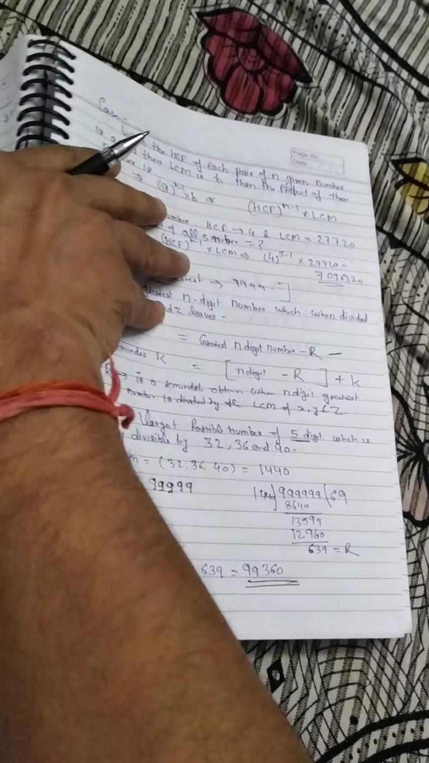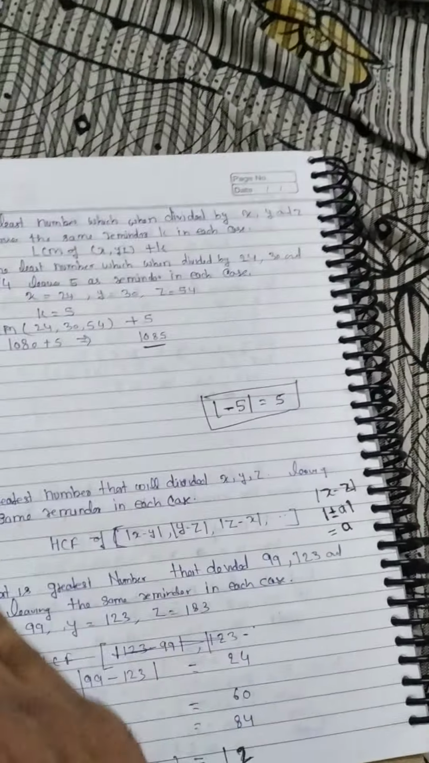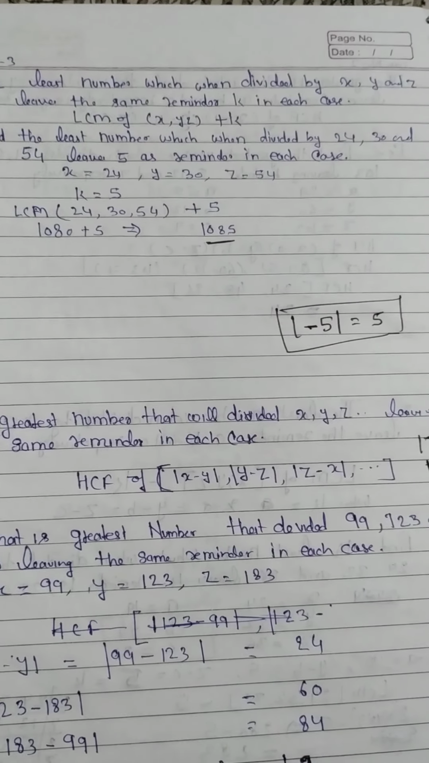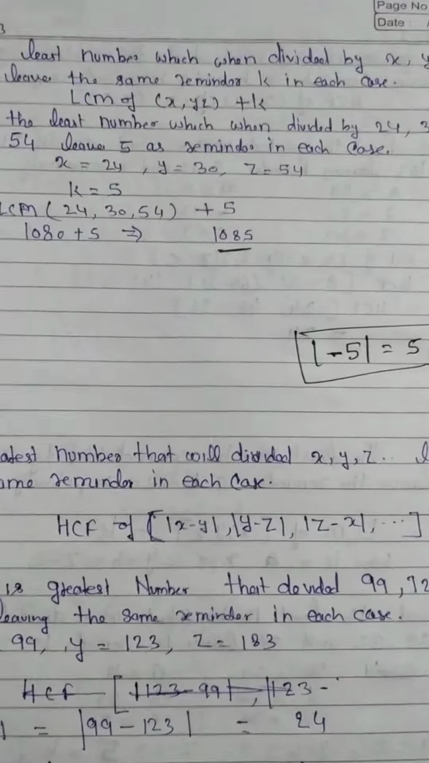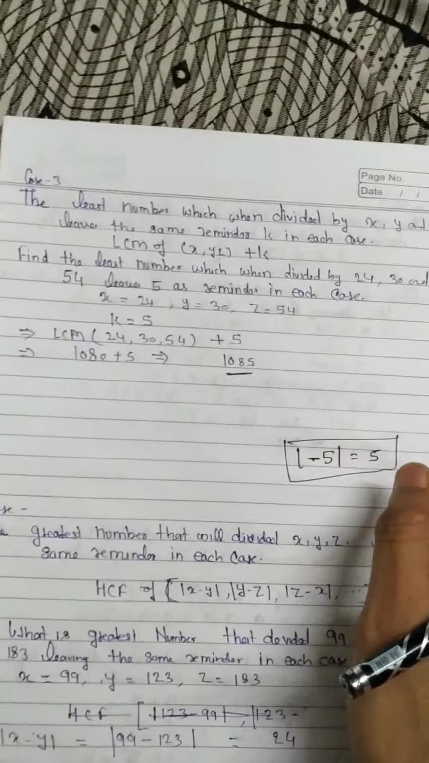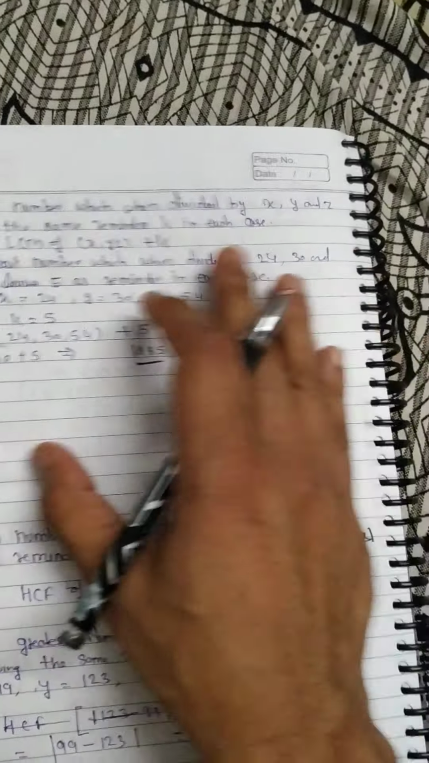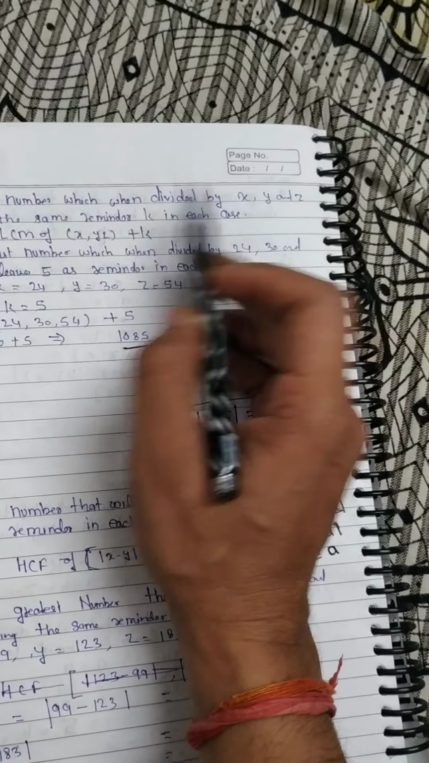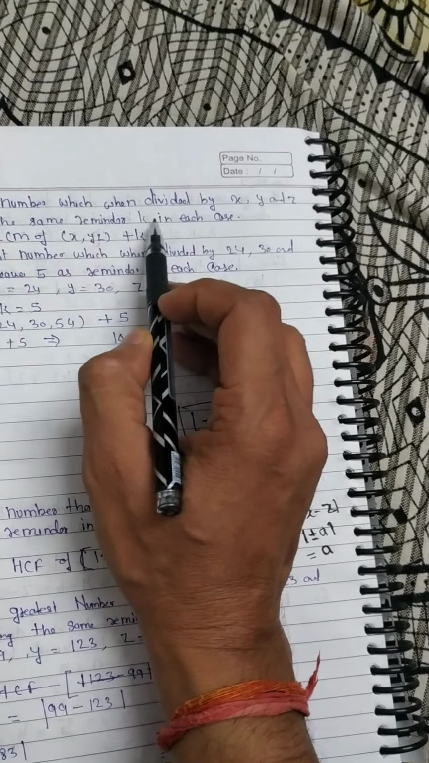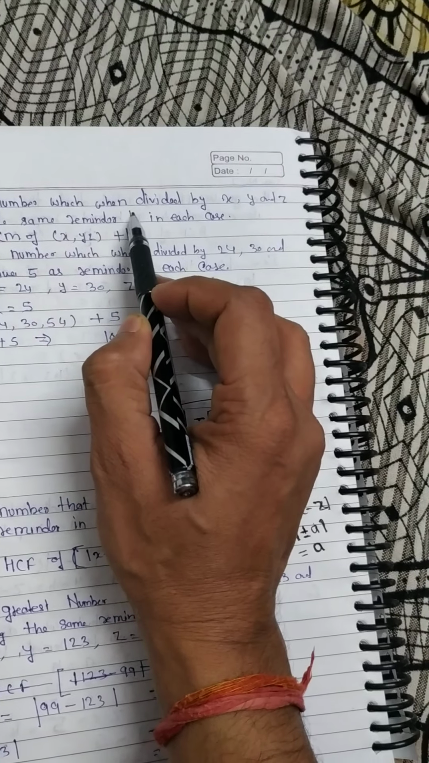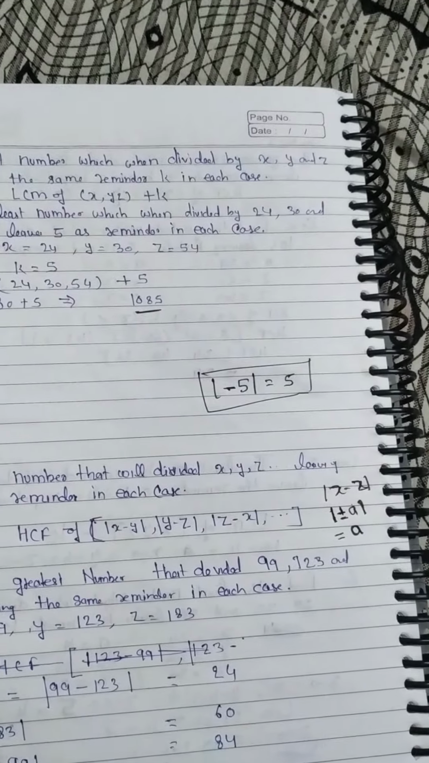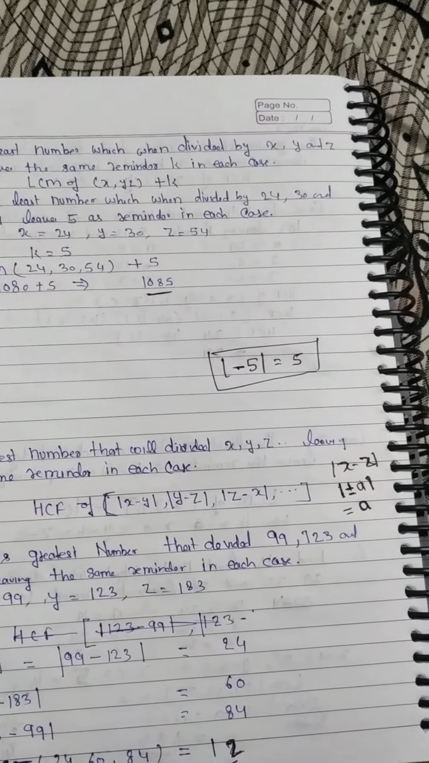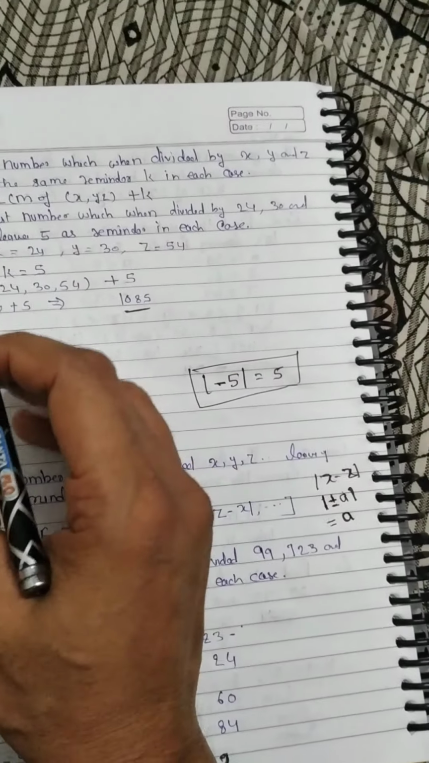Now I will go to case 3. In the last question the remainders were given, and one question asked for the greatest number and another for the least number. Now the question type is: find the least number which when divided by X, Y, Z leaves the same remainder K in each case. It means K is the same. Here the remainder is the same, because the last question had different remainders, but in this case you will find the same remainder. Let's see this question.